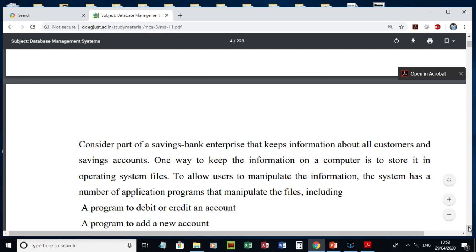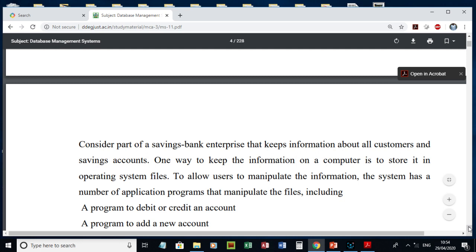So one way to keep information on a computer is to store it in an operating system file. Sometimes you can download some information, or you can store some information in the operating system file. It has a space, sometimes moving into terabytes. Megabyte, gigabyte, they are moving. So they have a space for you to store your information.